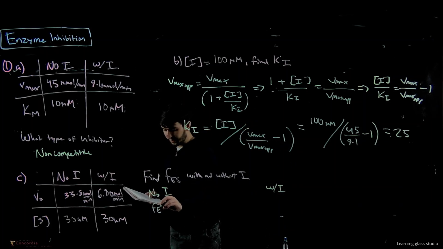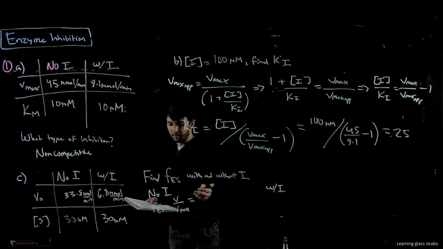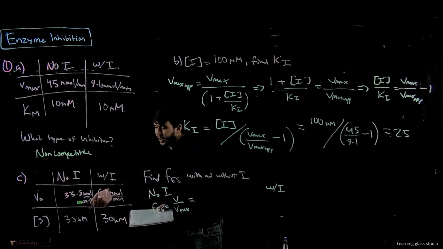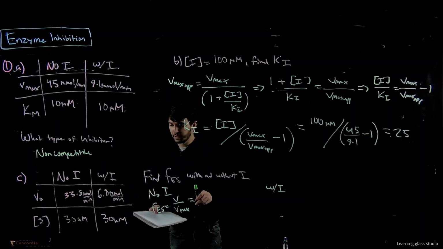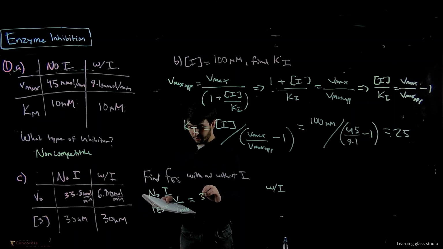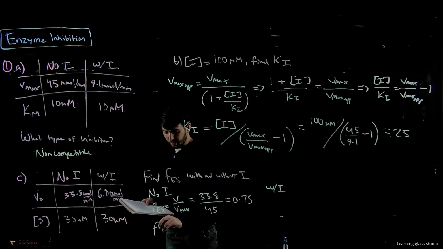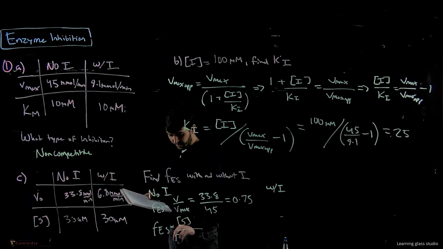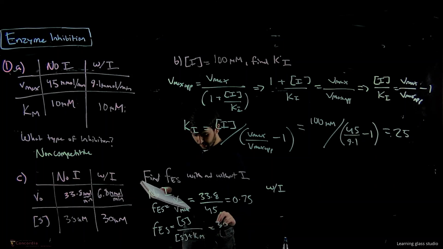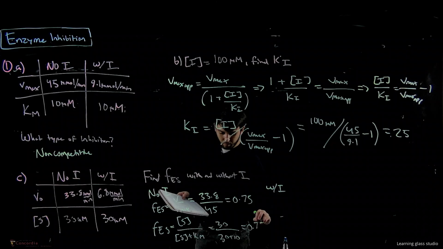So the equation for this, FES is equal to V over Vmax, which in this case is, so I put the rates here, so without the inhibitor 33.8, with the inhibitor 6.8. So without the inhibitor we get 33.8 over 45. The units will cancel. This gets us 0.75. We can also use the other equation here. FES is equal to substrate divided by substrate plus Km, which is equal to 30 over 30 plus 10, and we get the same answer. Both equations work just fine.